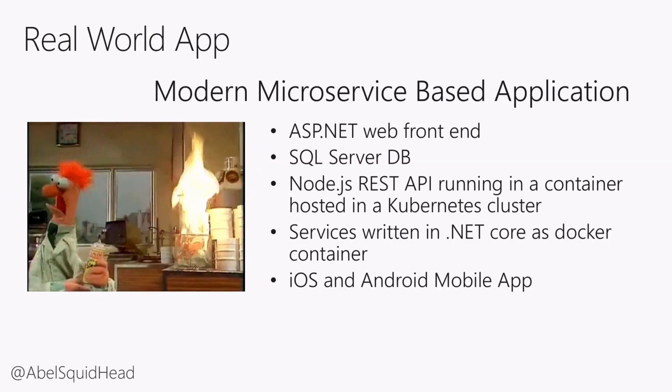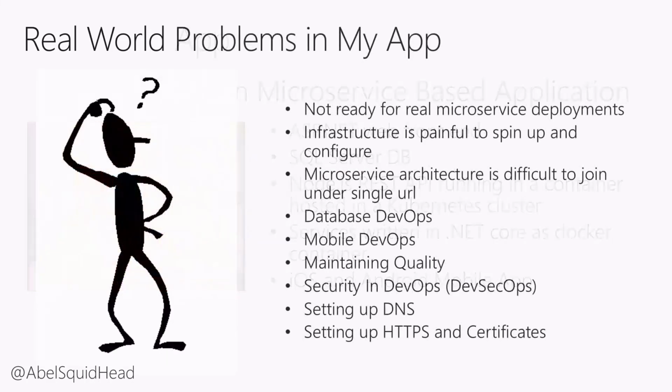Using this as my application, it's a real-world app which gives me real-world problems that I immediately hit once I started to build out this demo. Right? So the first thing I realized is, even though my application is theoretically a microservice-based application, it's not ready for real microservice deployments. And what do I mean by that? The power of microservices is if you make a change to a microservice, all you have to do is deploy that one little change, right? You don't have to deploy your entire application. This way, your deployments are much smaller, much easier to test, et cetera, right?